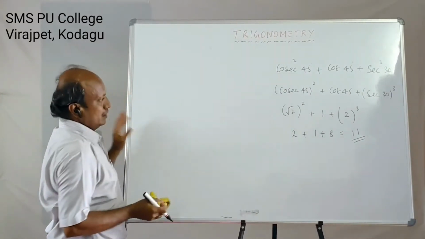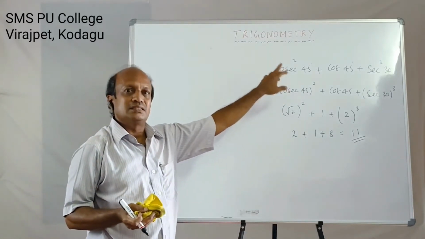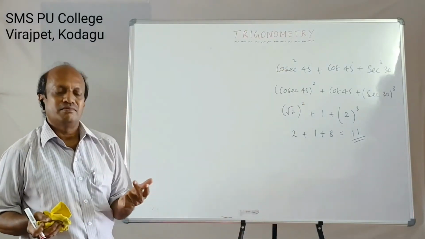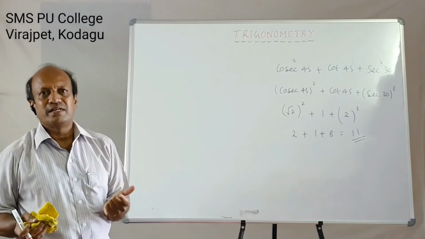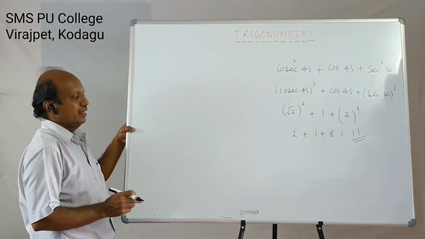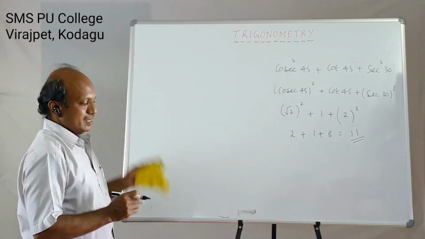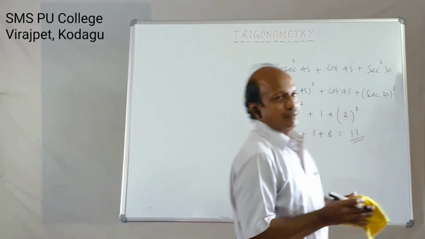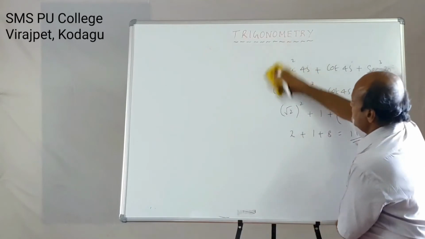You can expect either 1 mark or 2 marks based upon the selected angle: 0 degrees, 30 degrees, 45 degrees, 60 degrees and 90 degrees, right? One question is guaranteed out of this. Next, let us solve some problems based upon identities.